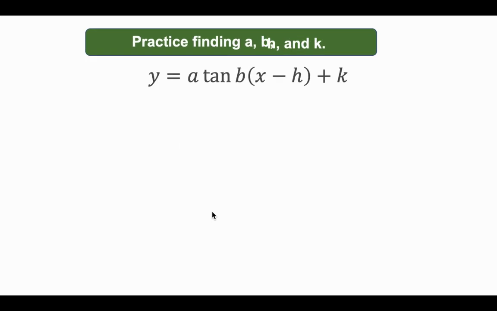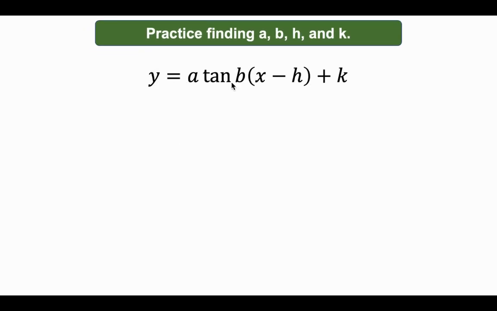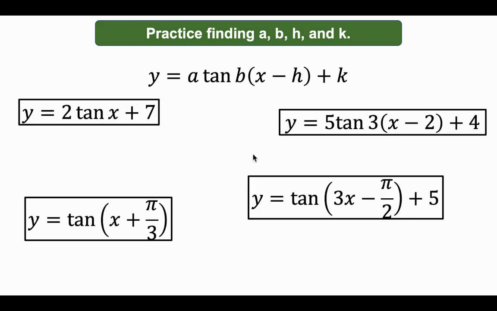First off, we're going to practice finding a, b, h, and k. This form looks very similar to the sine and cosine. The only difference is now you have a tangent. So you have a b in front of your x, an h inside with the x, and then a k. Just remember that your h should be opposite. This is just like the other ones we've been over in the past. So go ahead and take a look at these ones.